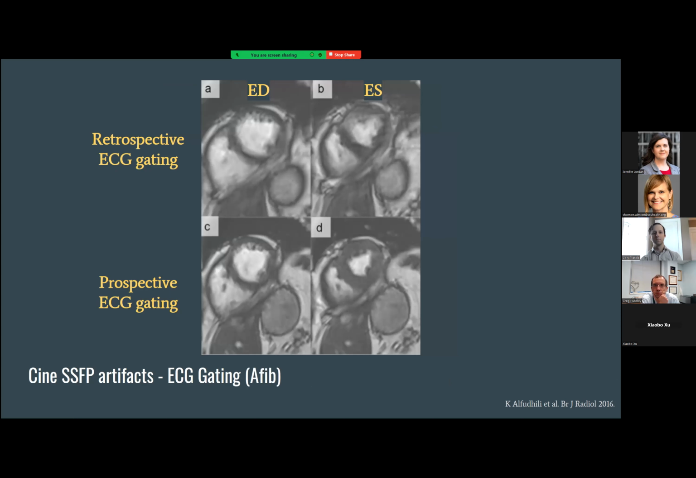And here's another example of AFib. So you can see the retrospective gating, the end-diastolic and end-systolic phases here, versus prospective gating here. With the retrospective method, the images are continuously acquired through the cardiac cycle over those regular heartbeats. When we do the prospective gating, we're actually looking for that trigger, so it can help us avoid artifacts from the irregular R to R interval that we have.